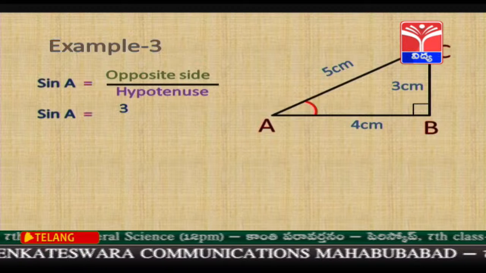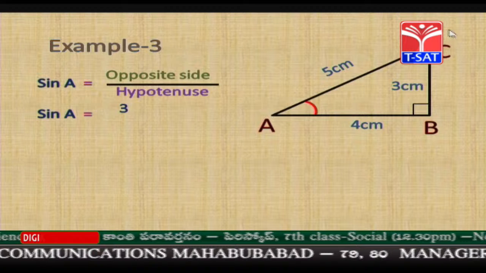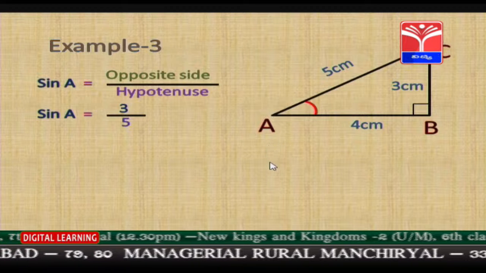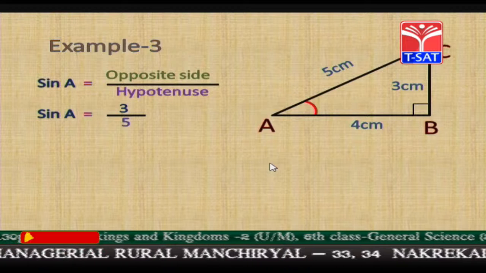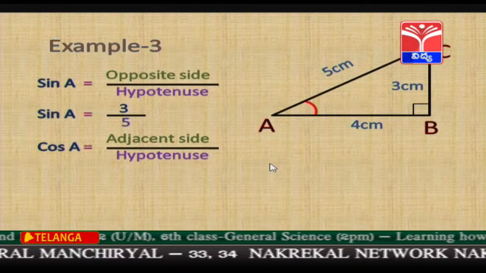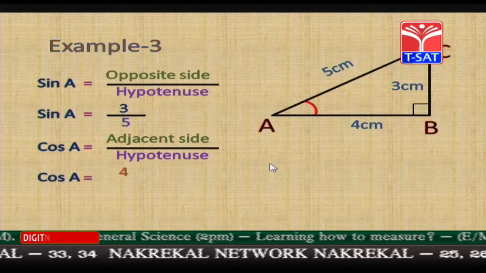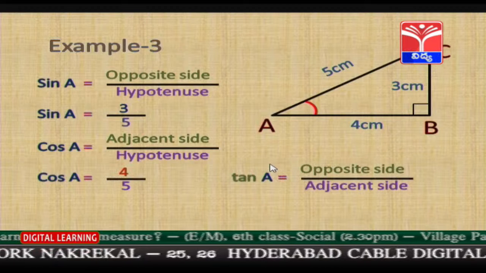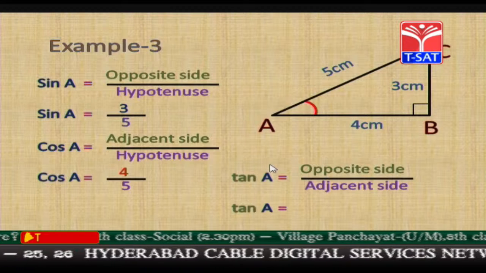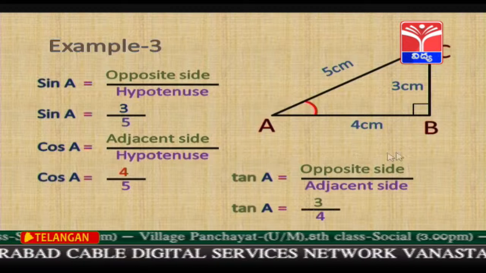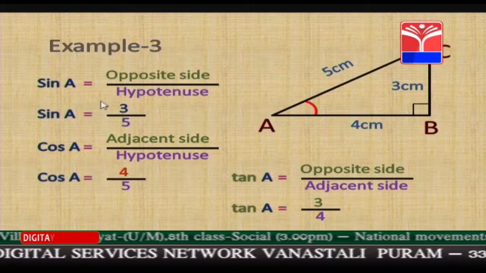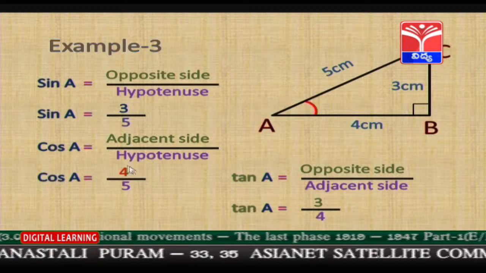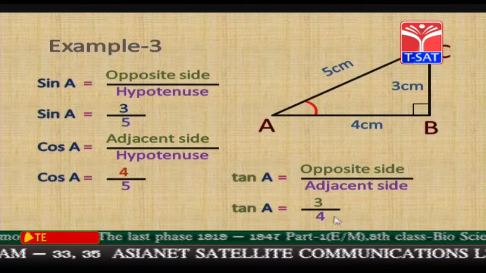Please see here. AB is 4, BC is 3 and AC is 5. Now, sin A is equal to 3 by 5, opposite side by hypotenuse. Cos A is equal to adjacent side by hypotenuse, that means cos A is equal to 4 by 5, and tan A is equal to opposite by adjacent, that is 3 by 4. So, even when you have the numbers, you are able to give the clear ratios, that is 3 by 5, 4 by 5 and here 3 by 4.